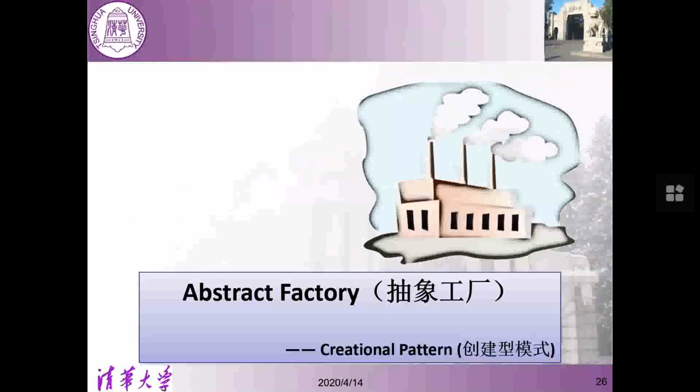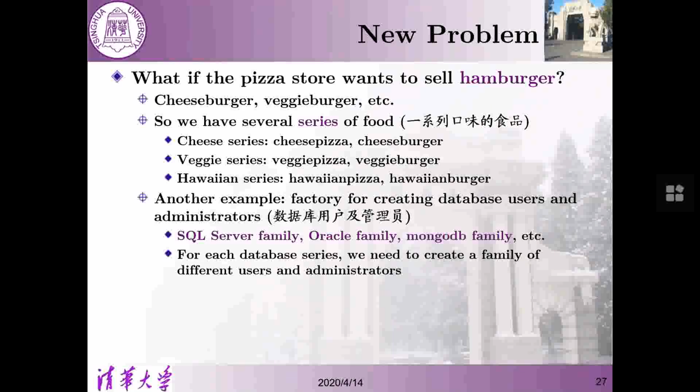Okay, then we will come to a new type of design pattern, abstract factory. Abstract factory is also a creational pattern. The problem is that, for example, the pizza store originally sells pizza. Now it wants to sell hamburgers. Originally, we have the cheese pizza and veggie pizza. Now we can have cheeseburger and veggie burger. So we have several series of food, several series of different flavors. Cheese and veggie: for the cheese series, we can have cheese pizza and cheeseburger. For the veggie series, we can have veggie pizza and veggie burger.